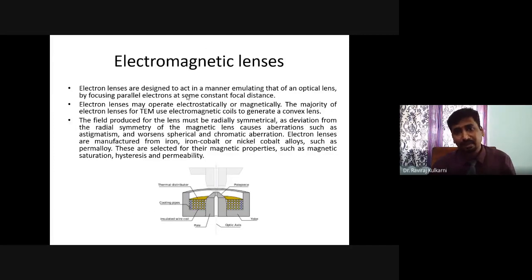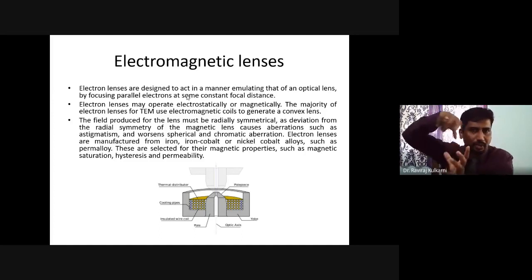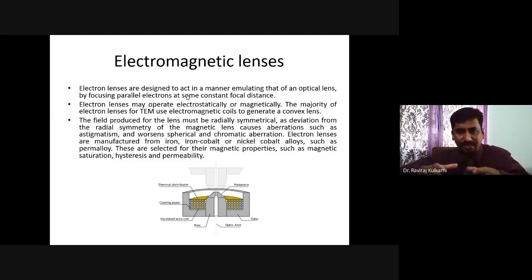Electromagnetic lenses are designed to act in a manner emulating the optical lens by focusing parallel electrons at some constant focal distance. Electron lenses may operate electrostatically or magnetically. Electromagnetic lenses are the majority of electron lenses used for TEM. Usually they are magnetic coils. As I told, coils generate a convex lens.